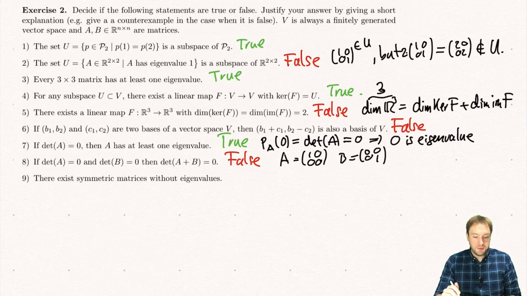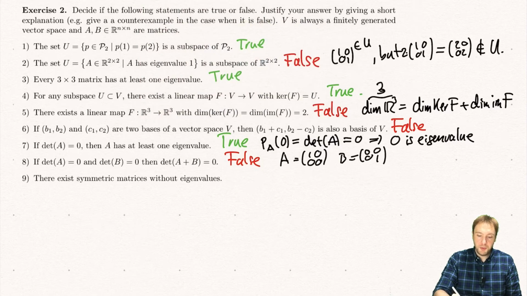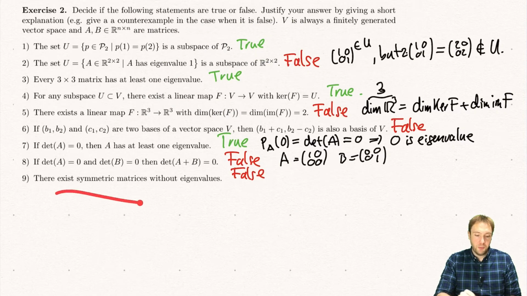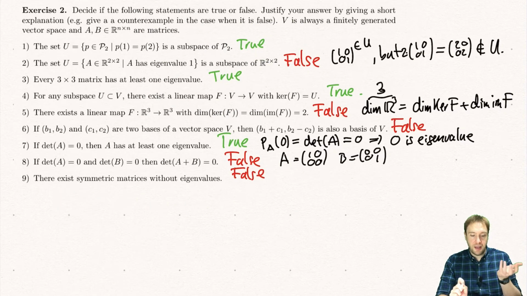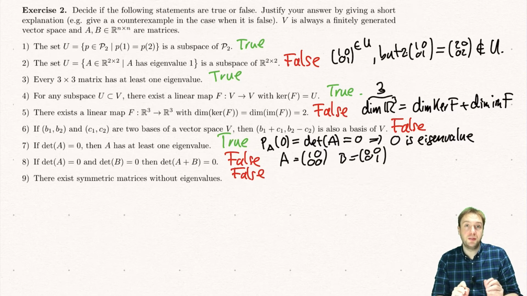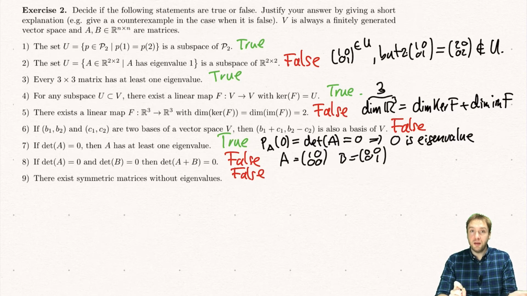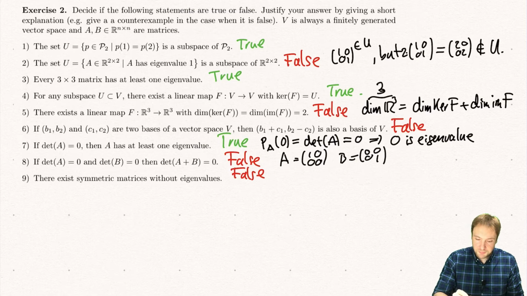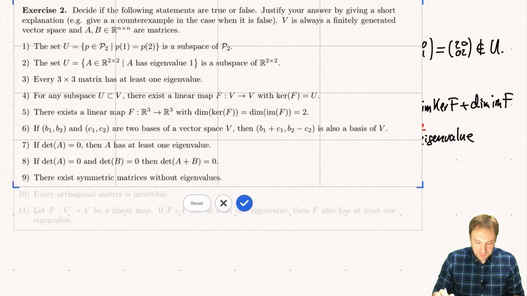Number 9, there exist symmetric matrices without eigenvalues, and this is false, because this is exactly the spectral theorem we had, where we had the statement that any symmetric matrix is diagonalizable. So in particular we can find a basis out of eigenvectors, and this in particular means that we also have eigenvalues.